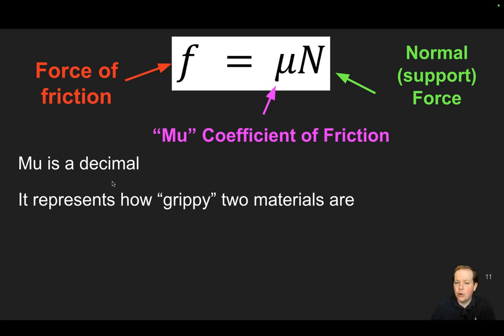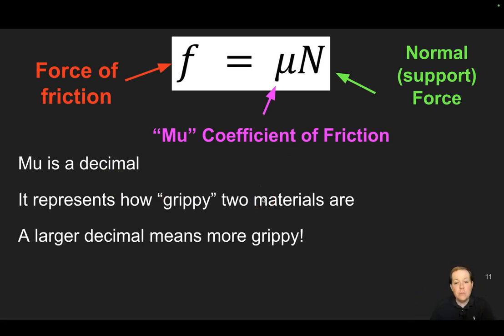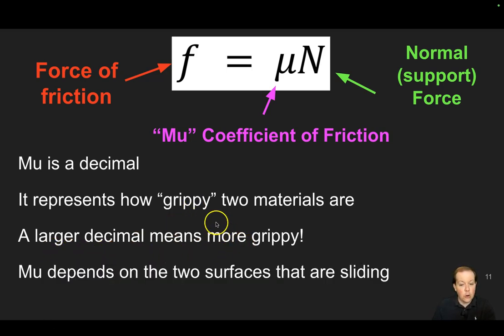Mu is a decimal, and the way to think about it is it represents how grippy two materials are. Of course, there's all different materials from concrete and ice and water and wood. Based on the combinations, you might have a different amount of grippiness. Again, it's a decimal. If the decimal is bigger, it simply means more grippy. And it depends on the surfaces. On the bright side, team, there's nothing for you to memorize. This would have to be given to you.